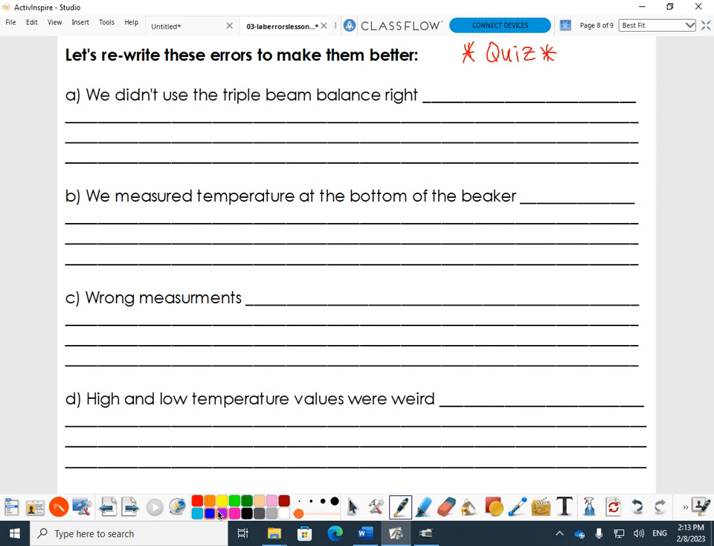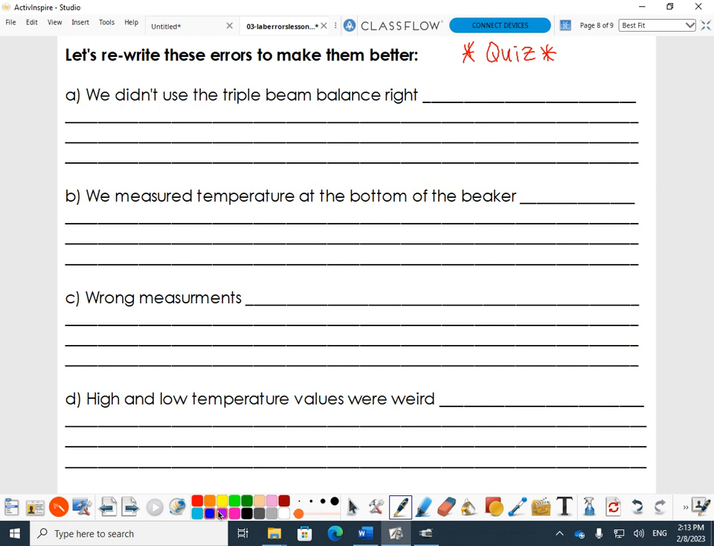So it says we didn't use the triple beam balance right. So yes, that is a very good error. That is something that definitely could influence your results, but you can write this in two different ways that potentially you could actually count as two different types of errors. Okay, so 2 marks, versus writing something like this, which is so ambiguous that it doesn't get you the marks.